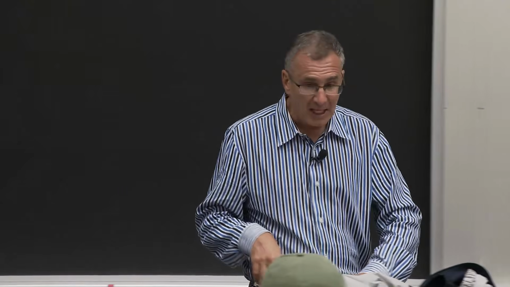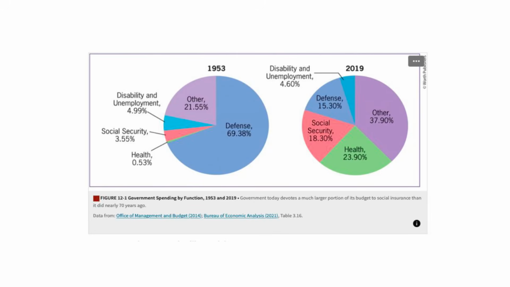Now, what is social insurance? Well, let's start by looking at figure 12.1, a figure we saw earlier, just recast a little bit, reminding ourselves of how the nature of what the US government does has changed. In 1953, the government was mostly defense. There was a very small Social Security program that took up 3.6% of our government spending, and the government virtually did nothing in the realm of health. It's 0.5% of government spending.